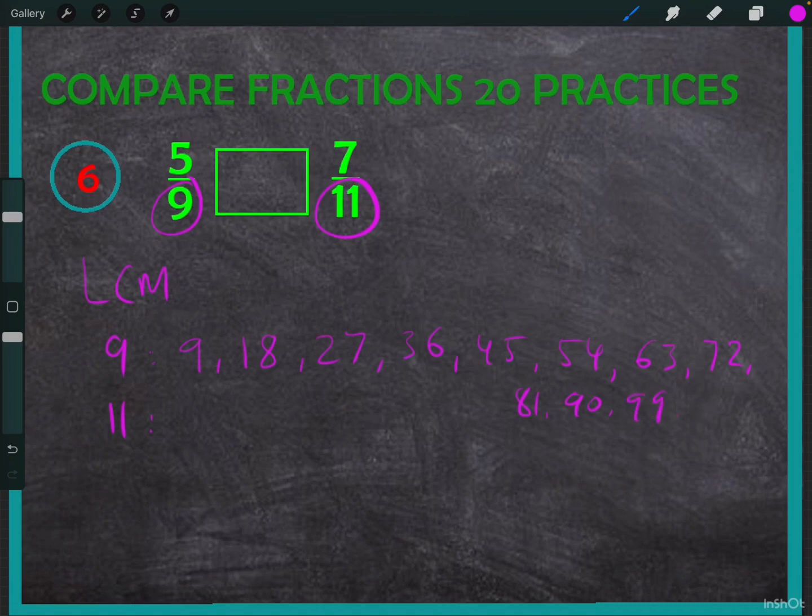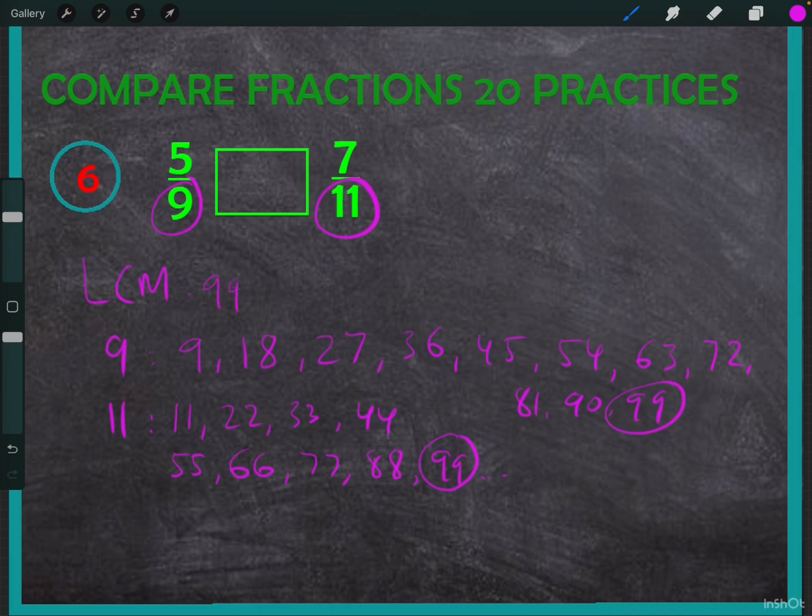For number 11, we have 11 times 1 is 11, 11 times 2 is 22, 11 times 3 is 33, 11 times 4 is 44, 11 times 5 is 55, 11 times 6 is 66, 11 times 7 is 77, 11 times 8 is 88, 11 times 9 is 99, etc. We see that 99 is a common multiple, or the least common multiple. So the LCM is 99.